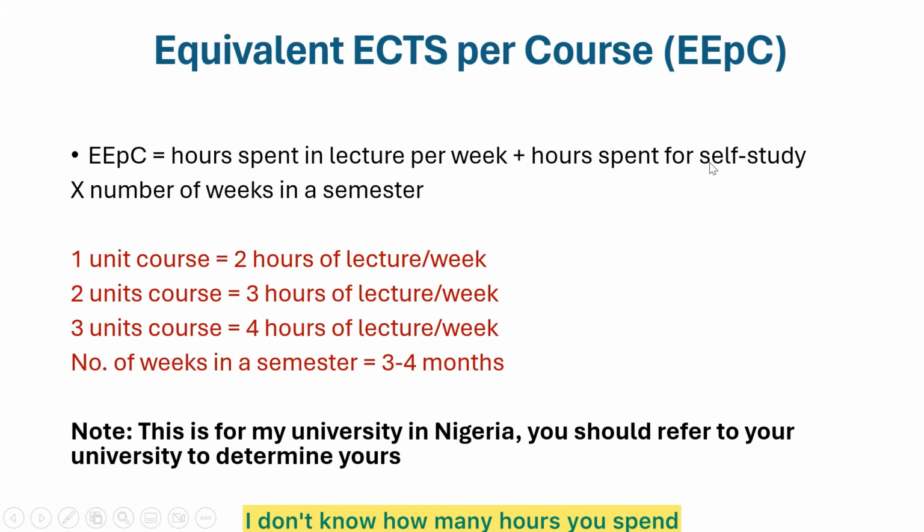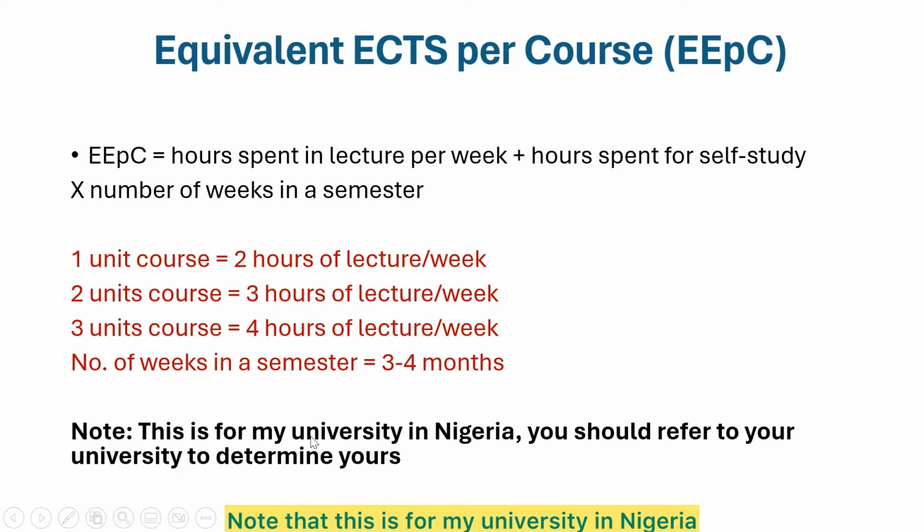I don't know how many hours you spend, but in this tutorial, I'm just going to be assuming that the hours you spend in lecture per week is the same as the hours you spend for your self-study. I'm just assuming. If you spend more, you can add more, but don't over inflate it. So for a 1 unit course, you are expected to have class 2 hours in a week.